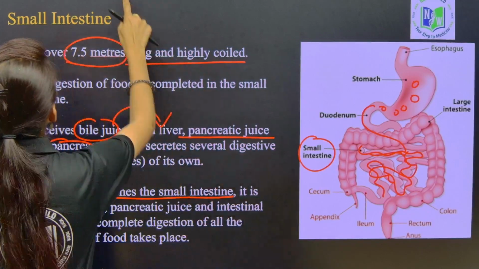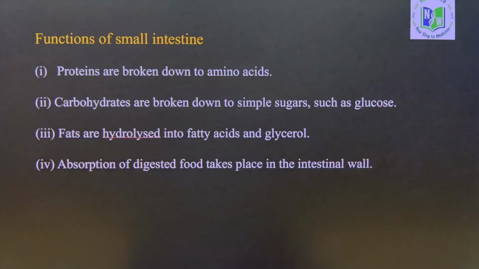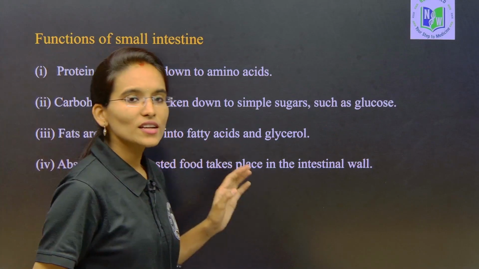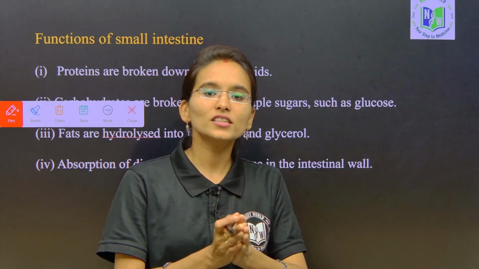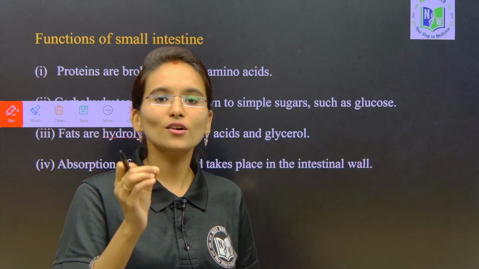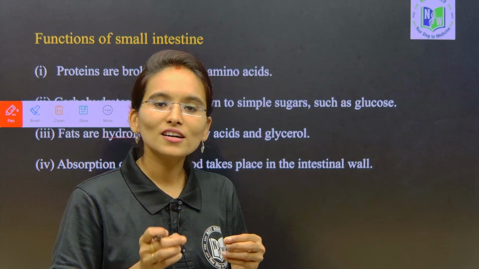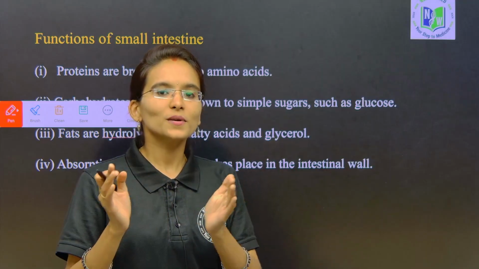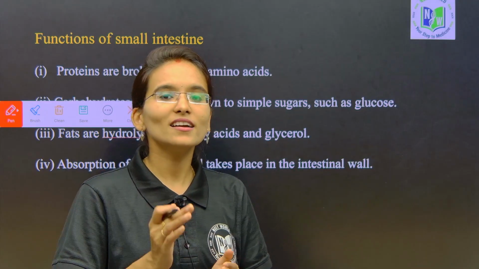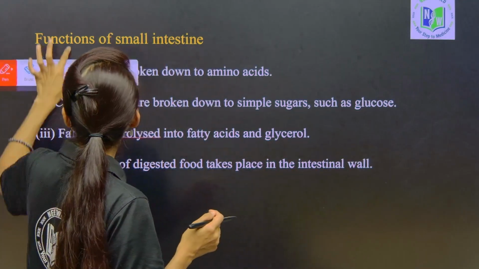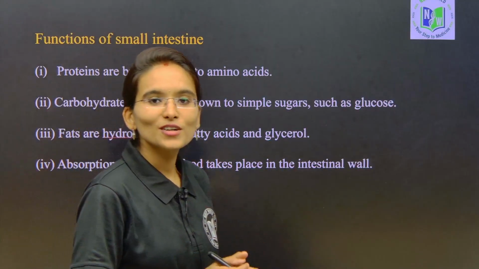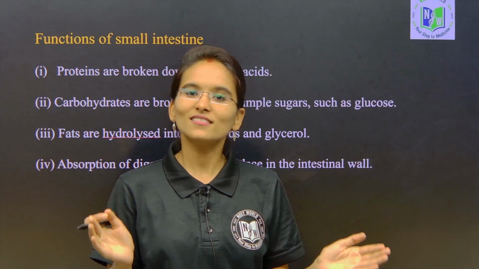Yes. So now let's have a look at the functions of the small intestine. Okay. Already, when you learned about the role of bile juice and the role of pancreatic juice, you understood how fats are converted into their simplest forms, and then you also understood how carbohydrates are converted into their simplest forms, right, my dear students.